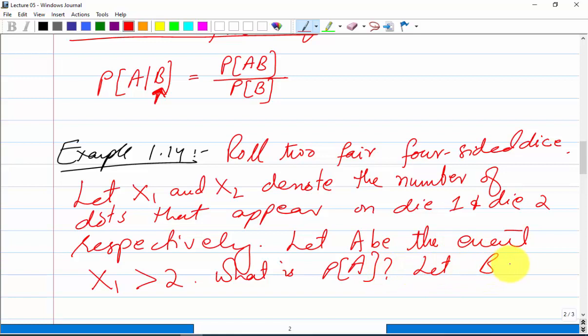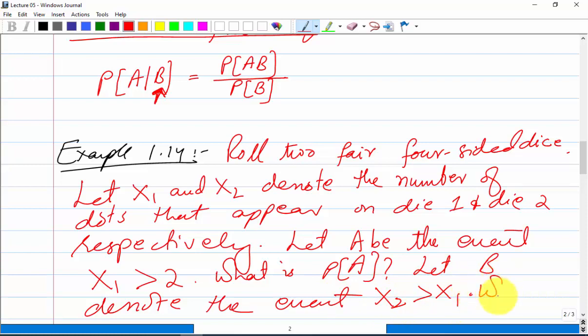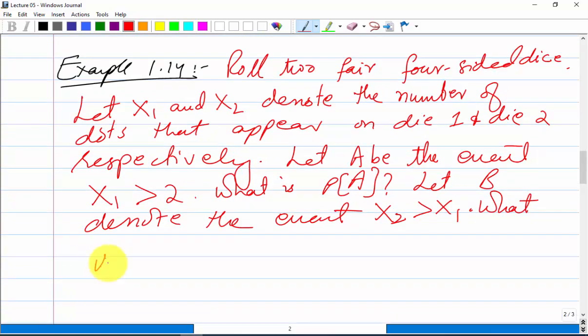Let B denote the event x2 is greater than x1. What is probability of B? What is probability of A given B?